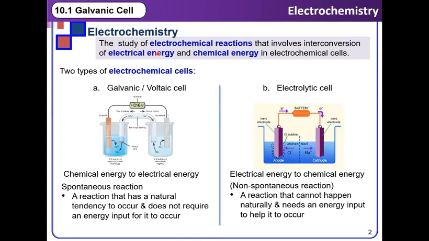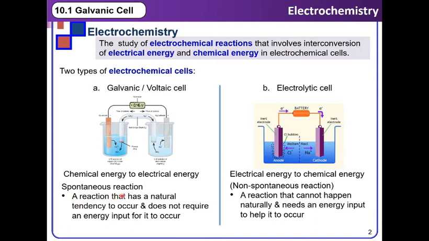Electrochemistry is the study of electrochemical reactions that involves interconversion of electrical energy and chemical energy in electrochemical cells. There are two types of electrochemical cells. Number 1, galvanic or voltaic cell, and number 2 is electrolytic cell. The difference between galvanic and electrolytic cell: galvanic cell turns chemical energy to electrical energy, while electrolytic cell turns electrical energy to chemical energy. Difference number 2, galvanic cell is a spontaneous reaction.